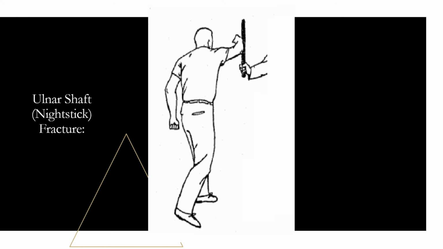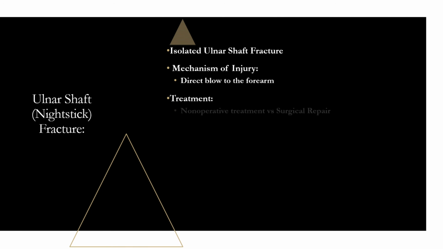So if you're familiar with the mechanism of injury and you see it in a vignette, you may get the question right, knowing you're looking for an ulnar fracture in the answer. Nightstick, somebody hitting a stick to the forearm, can result in this nightstick fracture, an isolated ulnar shaft fracture. Treatment is going to be non-operative versus surgical repair. Casting or splinting is the accepted approach for uncomplicated nightstick fractures. If the fracture is comminuted or has over 50% displacement, these types of fractures are better suited for surgical repair.